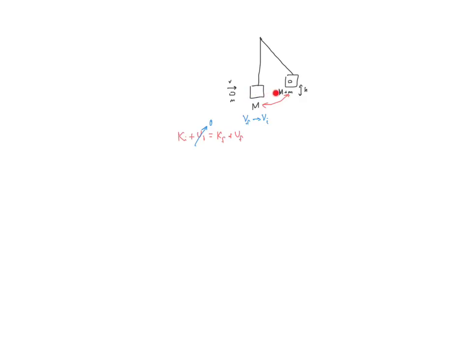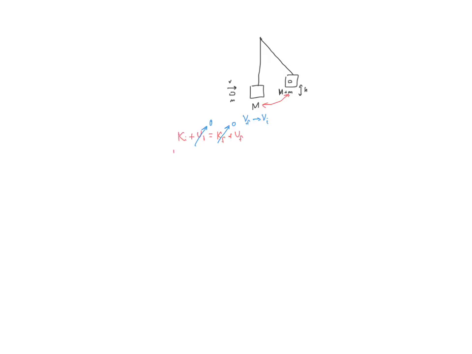And then when the block reaches its highest point, it's slowing down until it can't go any higher. And at that point, it has a kinetic energy of 0. So the final kinetic energy is 0, but it does have gravitational energy at that point because it's a certain height above its minimum. So using this equation, we just have a couple formulas to plug in.